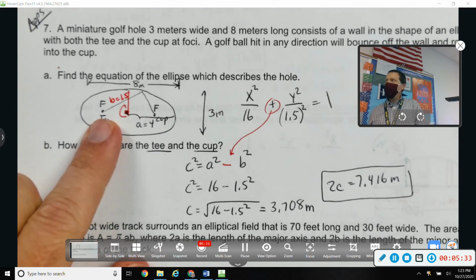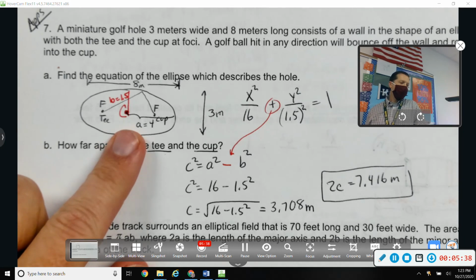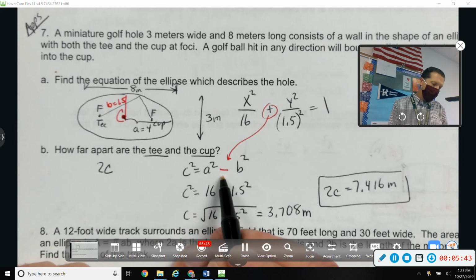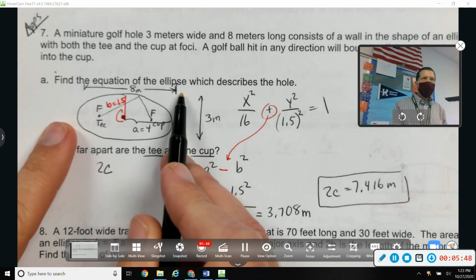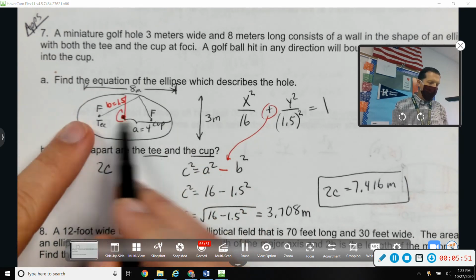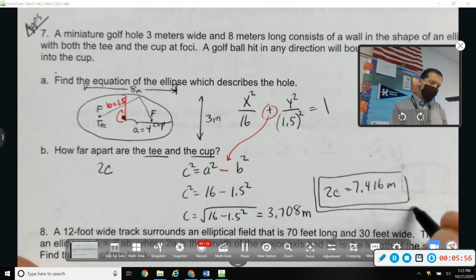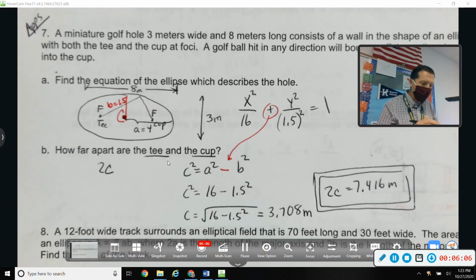That's the one nice thing about word problems, is that if you get an answer that doesn't make sense, you can probably catch it. Like if we had done plus right there, then our 2c would have been more than 8. And hopefully you would have realized, well, wait a minute, that doesn't even make sense. So with word problems, you can use a little bit of sense with your answer to see if it looks right or not. And that one looks okay. It means my foci are a little further apart than I drew them, but at least they're still within the ellipse.